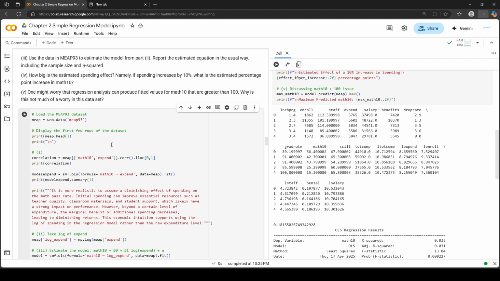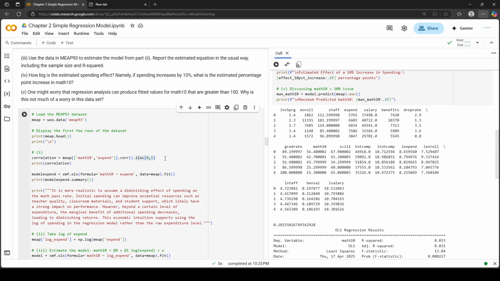Now first it is asking whether there is a positive relationship between expenditure and maths pass rate, or whether there is a diminishing effect. So first we will calculate the correlation between these two variables by typing the dataset name and then selecting the columns math10 and expend, and then typing the corr function .corr(), and then .iloc in the square bracket 0, 1. This specific command will give us the specific correlation between these two variables.